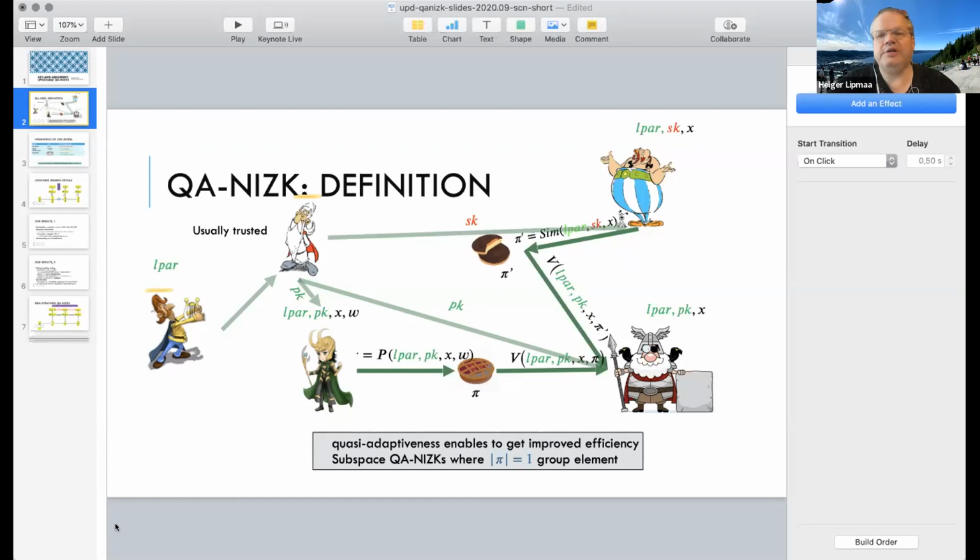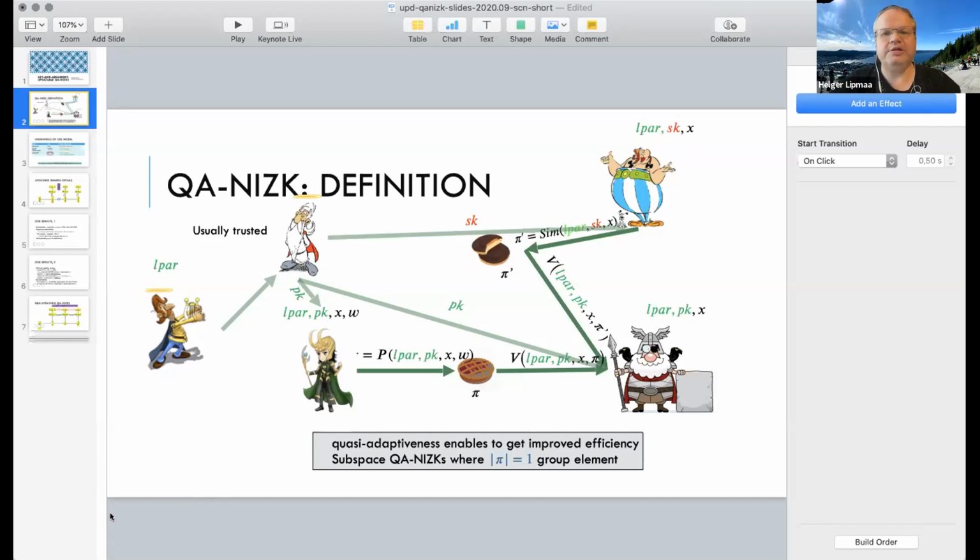One note on why we are interested in quasi-adaptive proofs is that they give us very good efficiency in certain cases. For example, if you want to do subspace K-NISC, then with adaptive NISC the proof length is linear in the dimension of the subspace, but with K-NISC the proof length is just one group element.